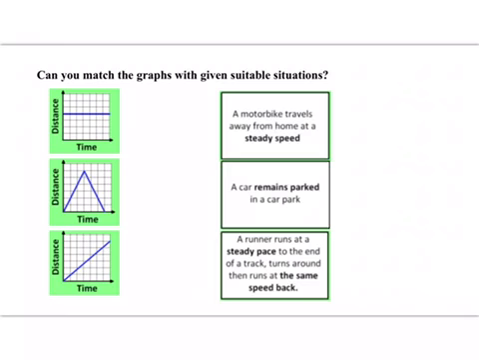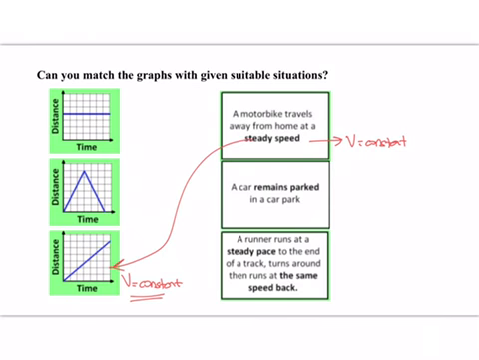Can you match the graphs with suitable given situations? The first one: a motorbike travels away from home at a steady speed. It's always going in one direction. V is constant, so I have the distance-time graph in which the velocity is constant and there is no change of direction.